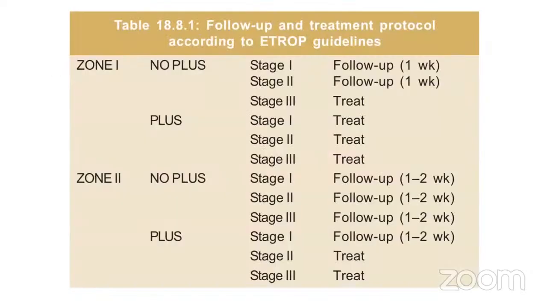After the screening, whether to treat or to further observe depends on the Early Treatment for Retinopathy of Prematurity guidelines. If there is zone 1 ROP with no plus disease, stage 1 or 2, you can follow up 1 week after the first screening. In stage 3, you have to treat that case. And in cases of plus disease, irrespective of whatever stage, stage 1, 2, or 3, you have to treat in zone 1. In zone 2, if there is no plus, up to stage 3, you can follow up in 1 to 2 weeks. And in zone 2 plus disease, stage 1 you can follow up, but stage 2 and stage 3 require treatment.